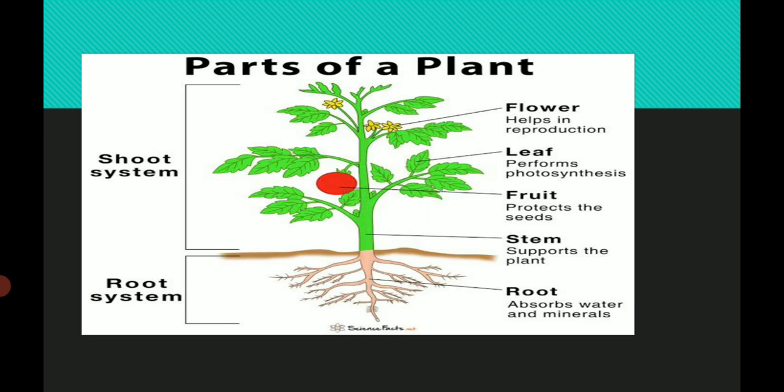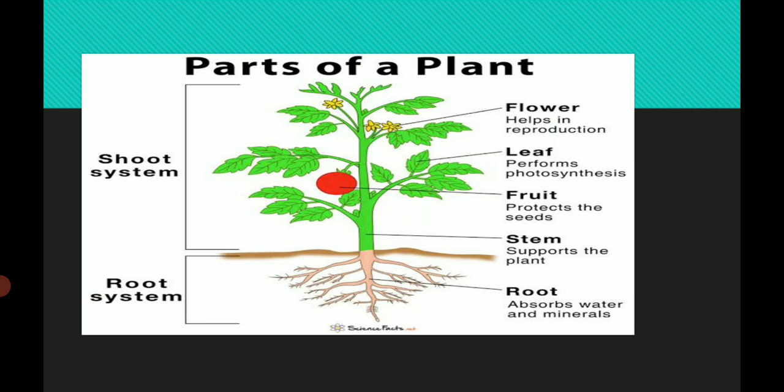Flowers are so beautiful, and flowers are the most important and attractive part of the plant. Fruits are formed where? Do you know? Fruits are formed from flowers. So flowers help in reproduction. Fruit is formed from the flower. Fruits carry and protect the seeds within them. So where are seeds found? Within the fruits. Seed is found inside the fruits. Seeds give rise to new plants.